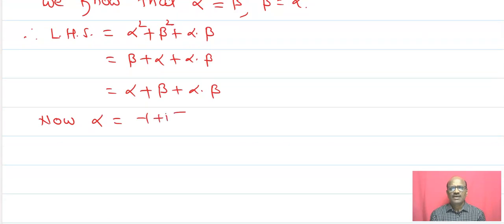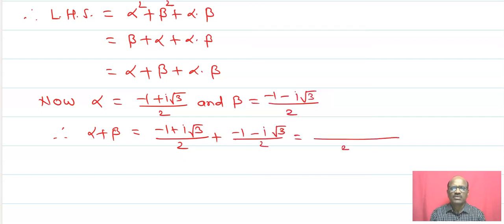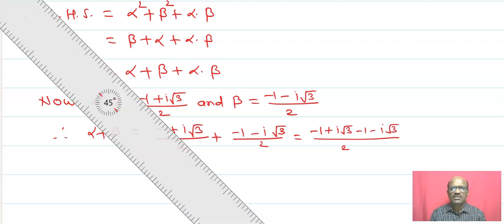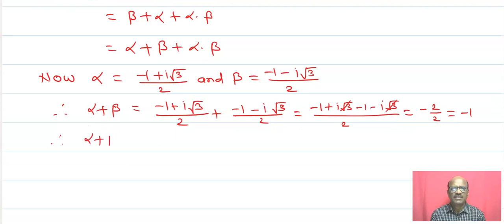Now, alpha is nothing but minus 1 plus i root 3 upon 2 and beta is minus 1 minus i root 3 upon 2. If you add these two terms, then you are getting minus 1. Now see this, minus 1 plus i root 3 upon 2 plus minus 1 minus i root 3 upon 2. In the addition, these two terms get cancelled. That is minus 2 upon 2 and it is minus 1. Therefore, alpha plus beta is minus 1.